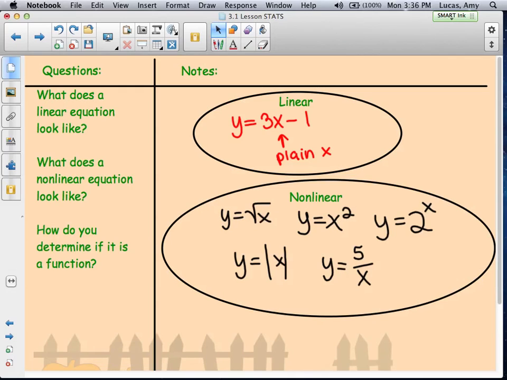How do you determine if it's a function? If it's a function, we do the vertical line test. We always do the vertical line test when we're looking at a graph to determine if it's a function.